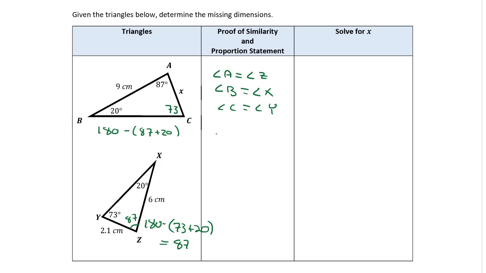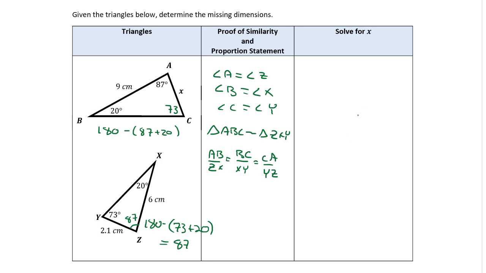Because the corresponding angles are equal, we can now state that triangle ABC is similar to triangle ZXY. And because these two triangles are similar, we can write our proportional statements stating that side AB over side ZX is going to be equal to side BC over side XY, which is also going to be equal to side CA over side YZ.